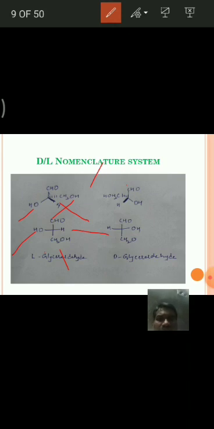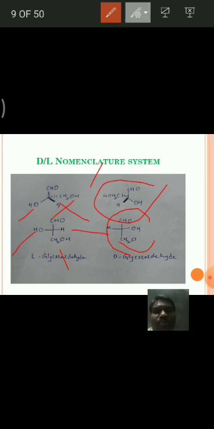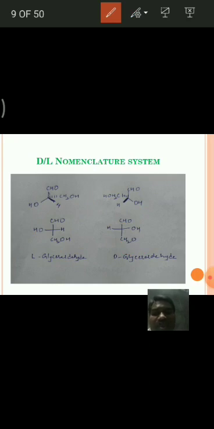And the optical isomer of glyceraldehyde, the other molecule, can be represented like this. And for assigning DL configuration, if the OH group is on the left side on the horizontal line, then it is assigned as L configuration. If the OH group is at the right side, then the molecule is assigned as the D configured isomer.